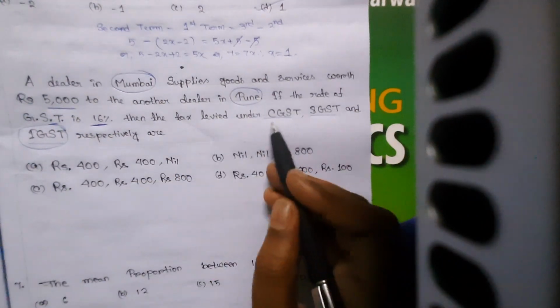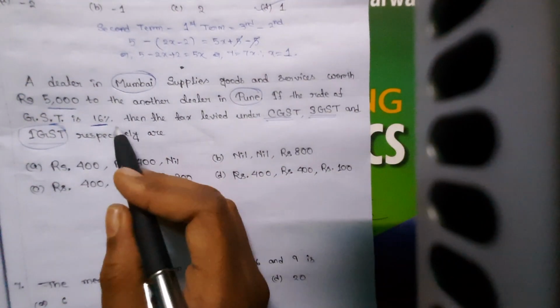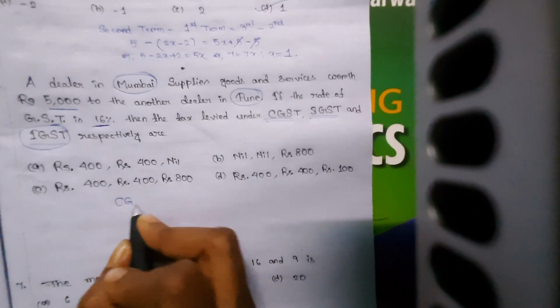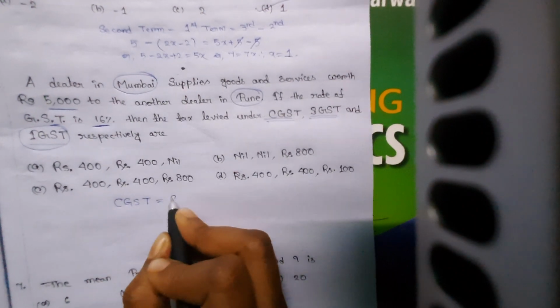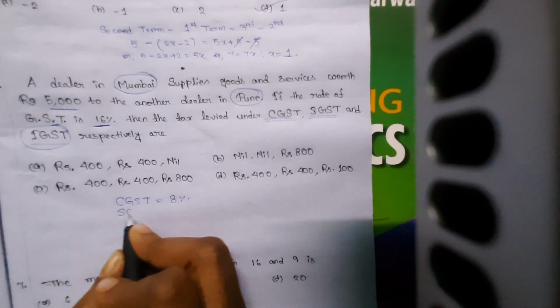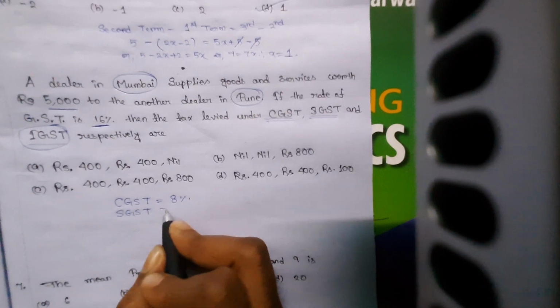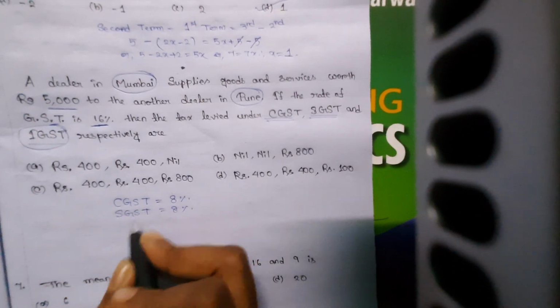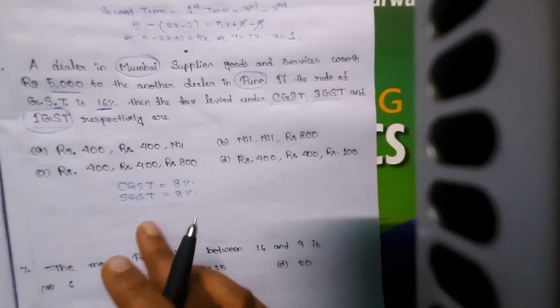You know CGST and SGST are the same. So 8% is CGST and 8% will be SGST. Central GST is 8% and State GST will be 8%.